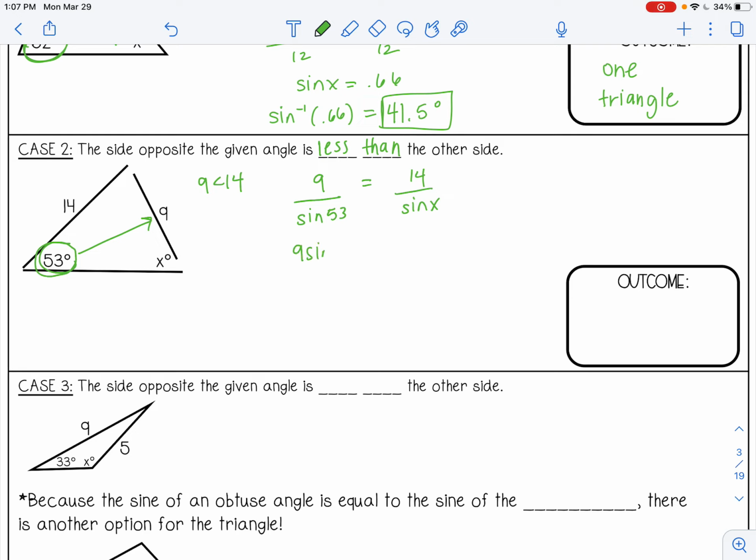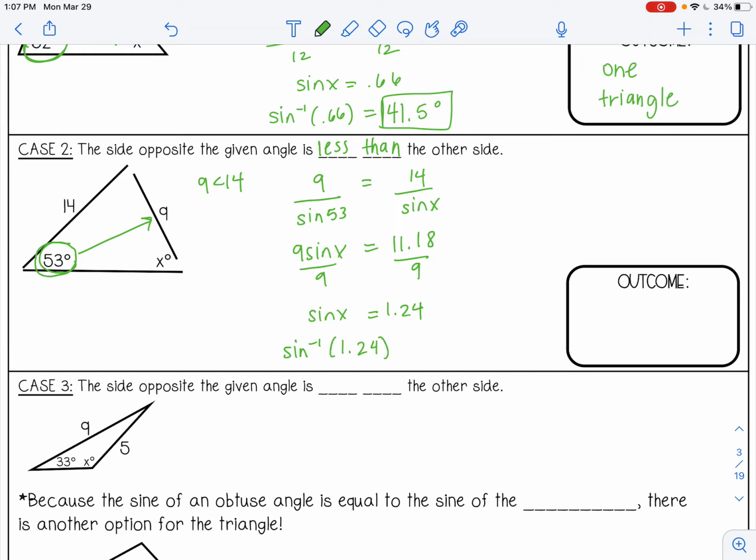So 9 sine of x, I'm going to multiply in my calculator, sine of 53 times 14, 11.18. Divide by 9. So now I have the sine of x equals 1.24. I'm going to have to use the inverse sine to solve for that angle.